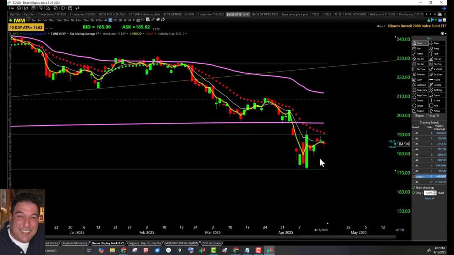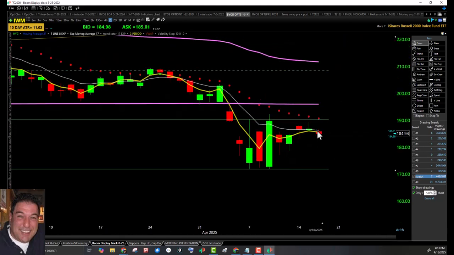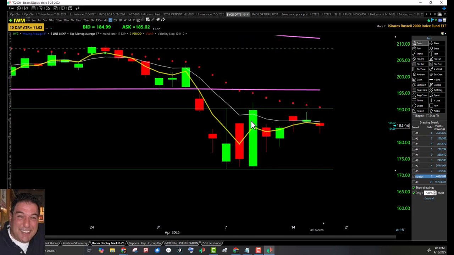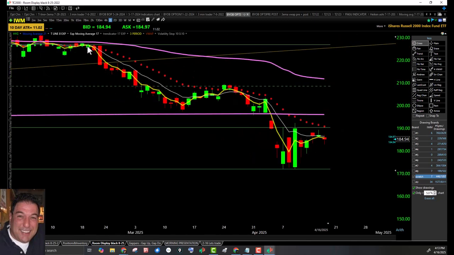It's the Russell 2000. Okay, Russell 2000, lower high, lower low, closing under a bearish trap, under the falling 17, under the all-time high anchored VWAP, under the uptrend line. Down here, quadrant 1, that's bearish.